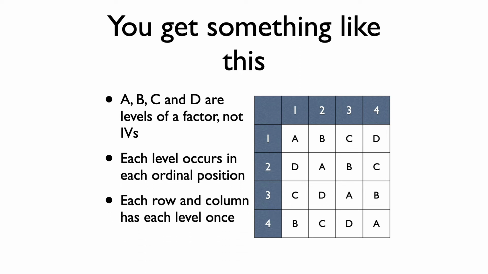So each row and each column have one level each. This is called the Latin square. Latin square because the Romans used to do these, they're basically kind of like math puzzles. They were kind of like classical era Sudokus, in essence. So that's why they're called Latin squares.